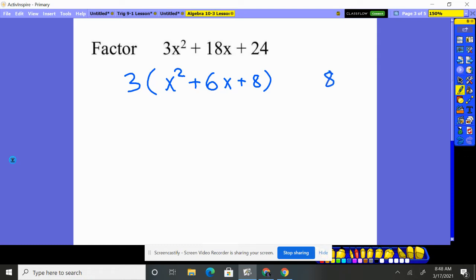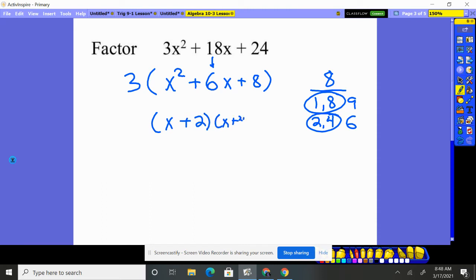So I concentrate on the 8 and I say, hey, things that multiply together to give me 8 are 1 and 8, 2 times 4. Now I need them to add together to give me 6. These would give you 9 in the middle. These would give you 6 in the middle. And that's what you and I need. So this breaks down to an x plus 2, x plus 4, but you must make sure you bring that 3 down. So when we factor this completely, it factors down to a 3 times the quantity x plus 2 times the quantity x plus 4. All 3 of these are factors. 3 is a factor, x plus 2 is a factor, and x plus 4 is a factor.